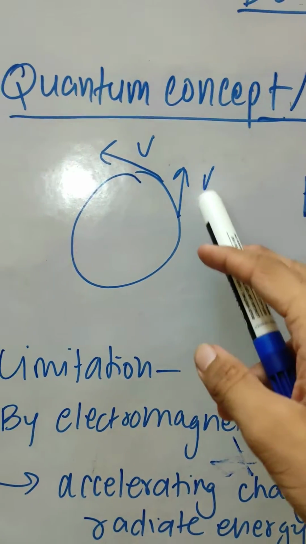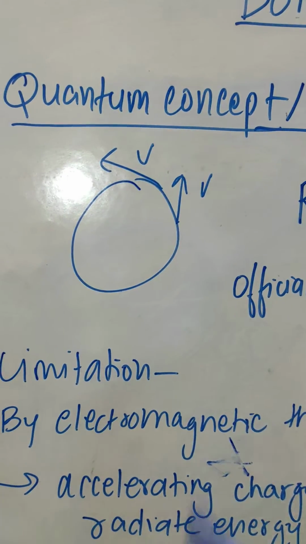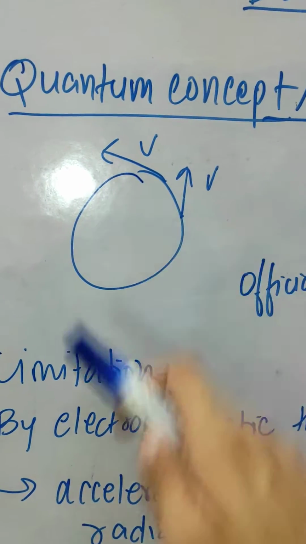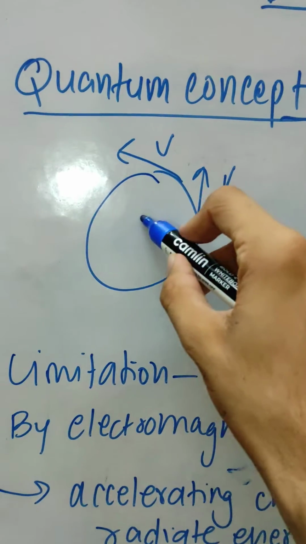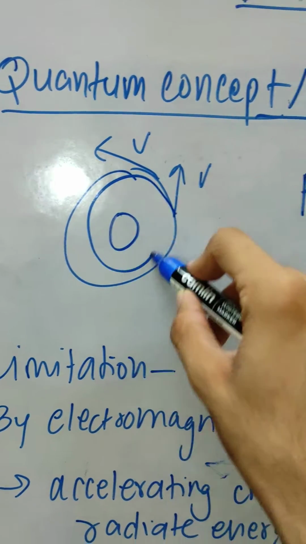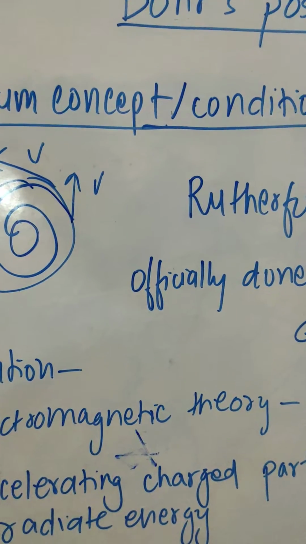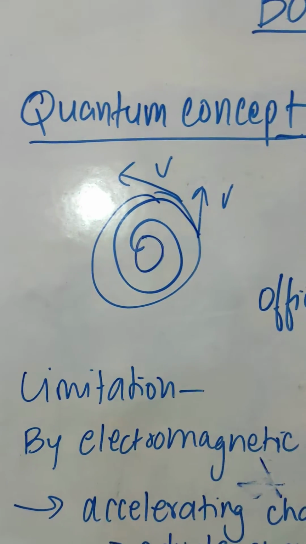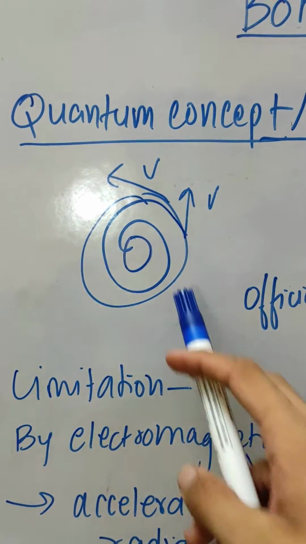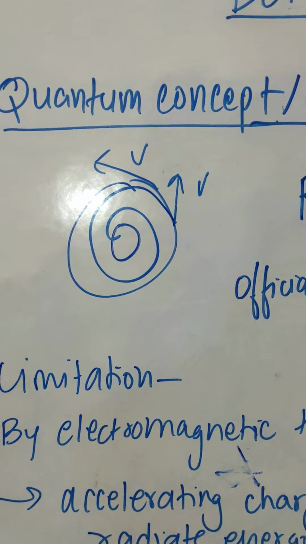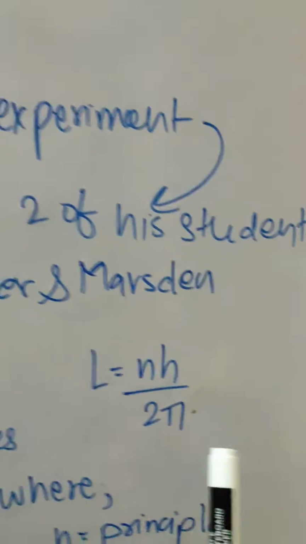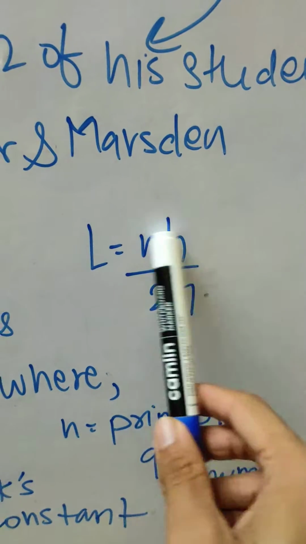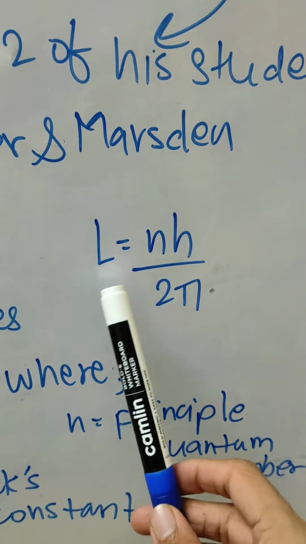The thing is, if there is acceleration, the electrons would radiate energy, and in the end they would just collapse into the nucleus. But we know that atoms physically exist, and this is not what happens in nature. So now Bohr said that the angular momentum of an electron in an orbital is nothing but nh upon 2 pi.